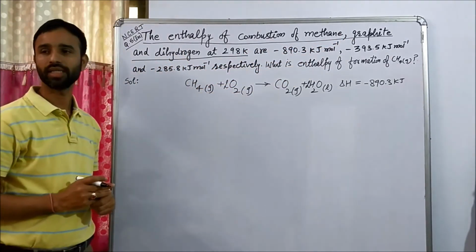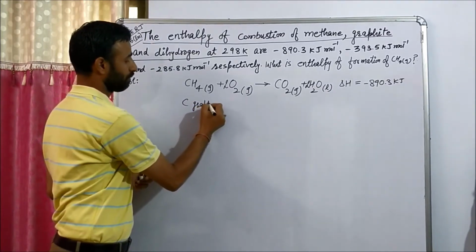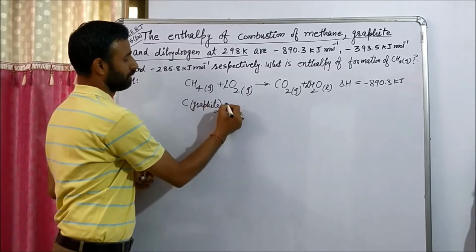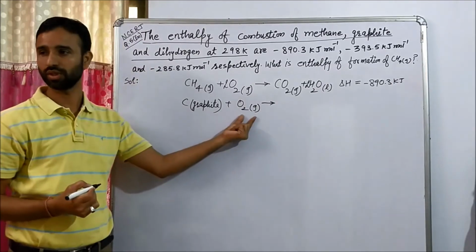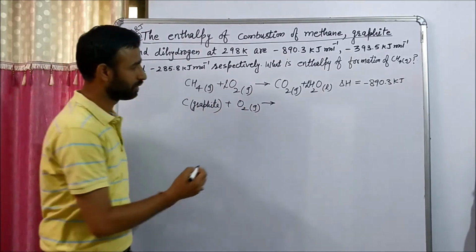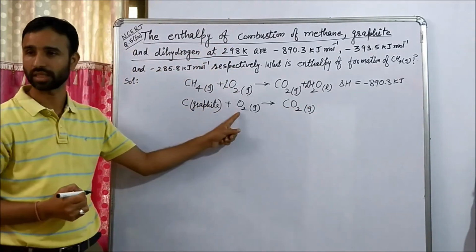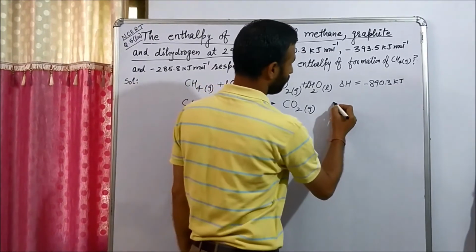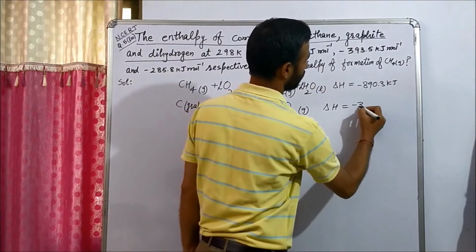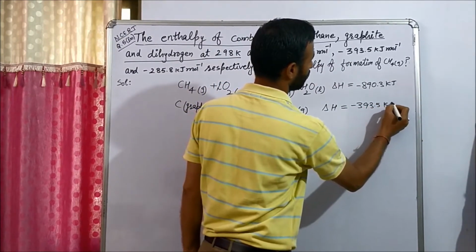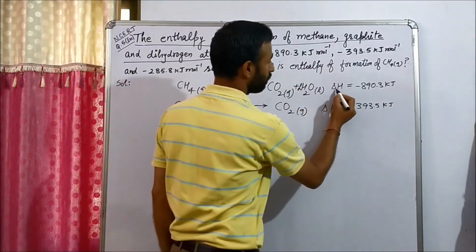Now second is graphite. Graphite is an allotrope of carbon. So carbon in the form of graphite burns in excess of oxygen. So when carbon burns in excess of oxygen, what does it give? CO2 gas, because oxygen is in excess, and the enthalpy of combustion is minus 393.5 kilojoule per mole, and that's why it is enthalpy of combustion.